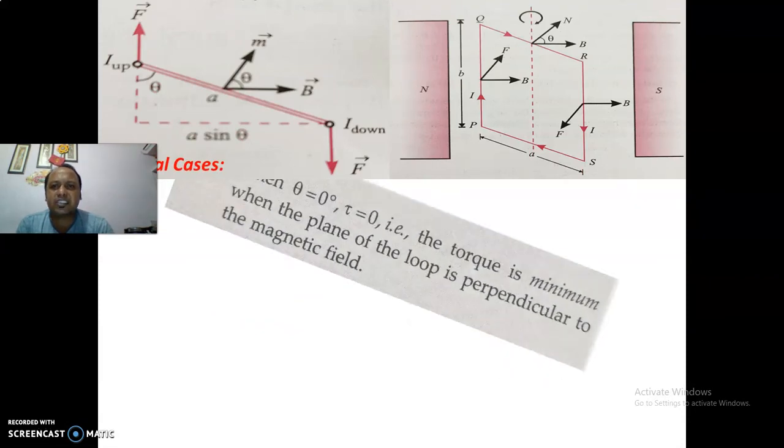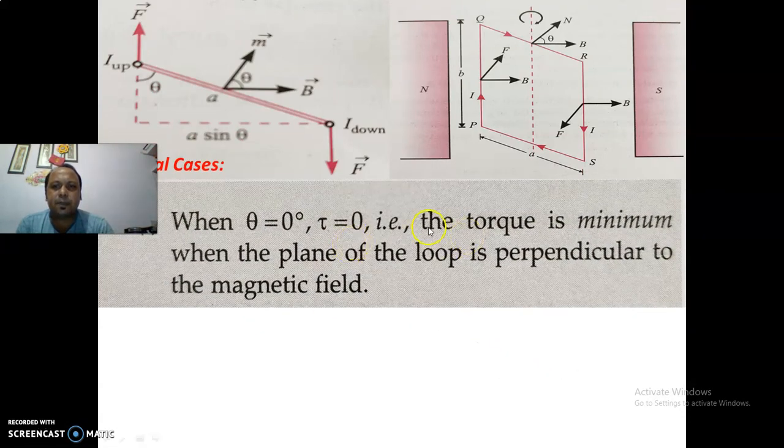Now some special cases we are discussing here very quickly. If the angle is 0, that means the torque will be 0. NIBA sine theta: if theta is 0, sine 0 is 0, so the torque will be minimum. It is the condition when the plane of the loop is perpendicular to the magnetic field. If the magnetic field is perpendicular to the plane, in the direction here, the angle theta is 0, so there will not be any torque.